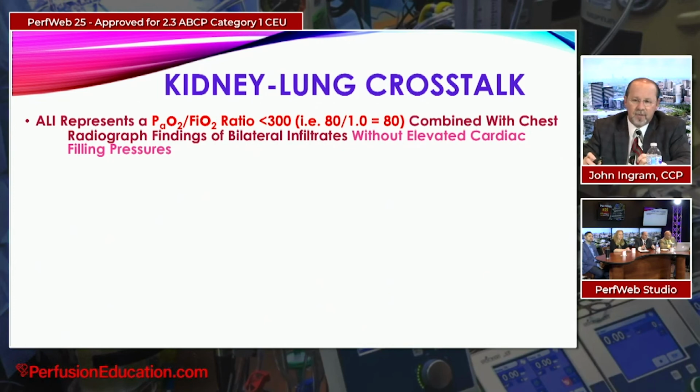a ratio of the PaO2 over the FiO2 being less than 300. What does that mean? If you look at the denominator, I put 1.0 there. Let's say you're on 100% oxygen on the ventilator, but your PaO2 is only 80. So the ratio is 80, well below 300. So any combination of FiO2 giving you a PaO2 ratio less than 300 is defined as acute lung injury, as long as it's combined with a chest X-ray that shows bilateral infiltrates not caused by elevated cardiac filling pressures. Just to give you an idea what most people refer to as ALI.